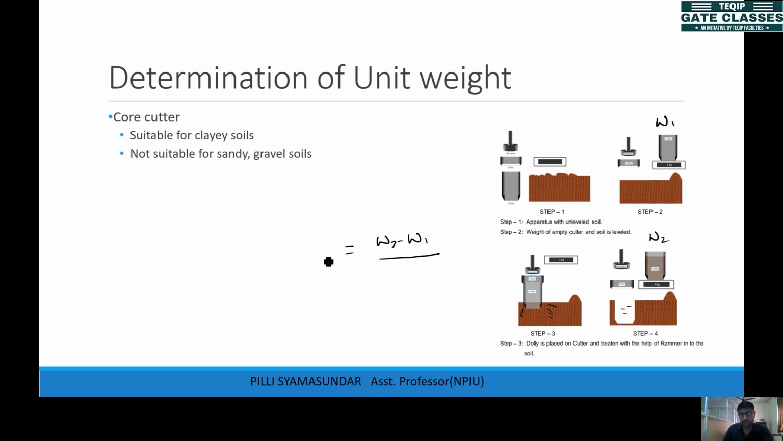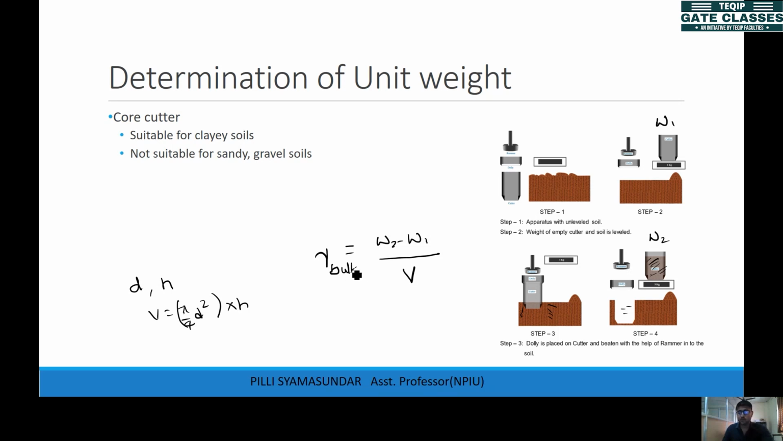We want unit weight, right? So the unit weight is weight of soil by volume. We know the volume of the soil, which is the inside volume of your core cutter itself. You know the diameter of the core cutter and the height of the core cutter, so you know the volume of the core cutter, which is π/4 d² area into height. If you divide the weight of soil with the volume of the core cutter, you will get the unit weight. But this is a bulk unit weight.